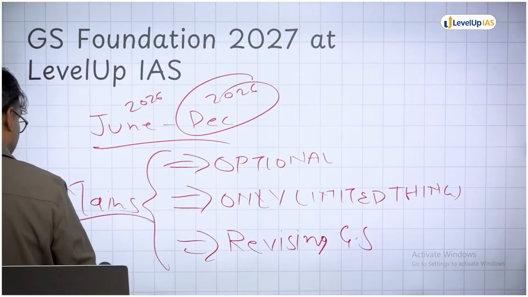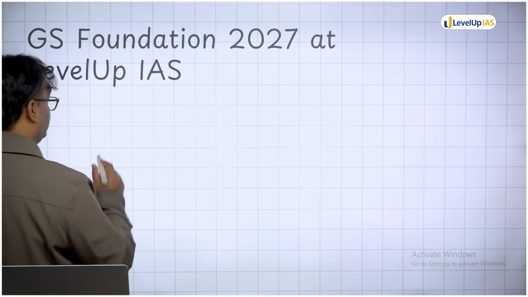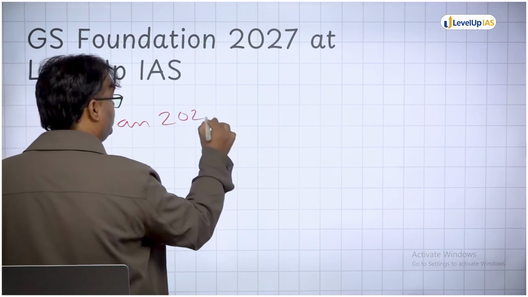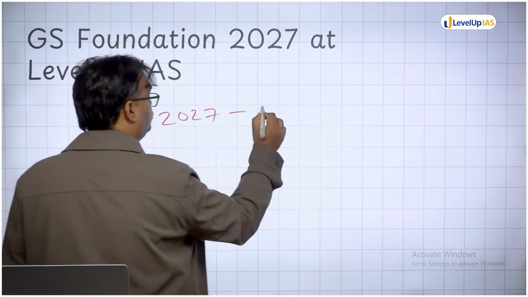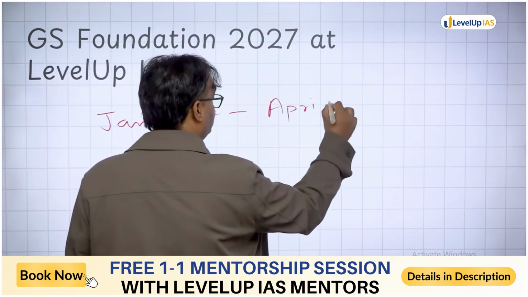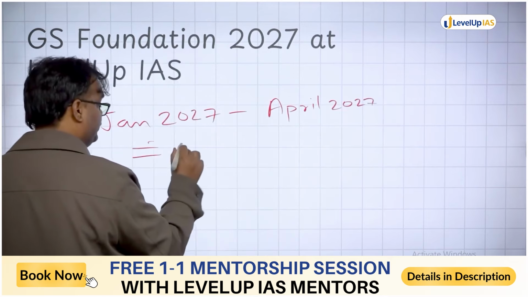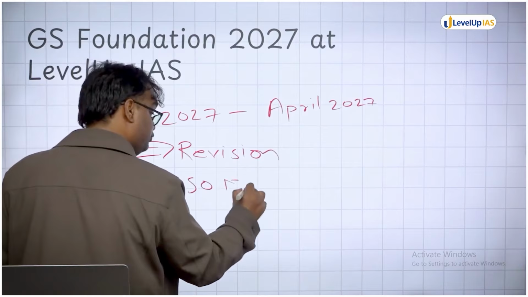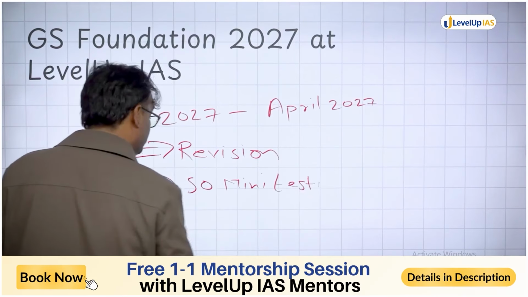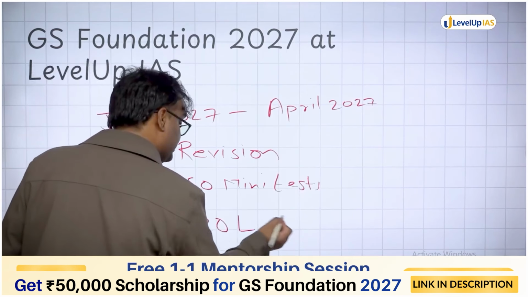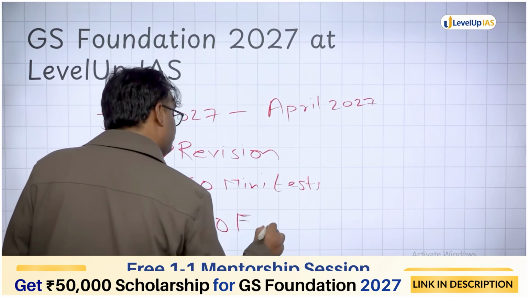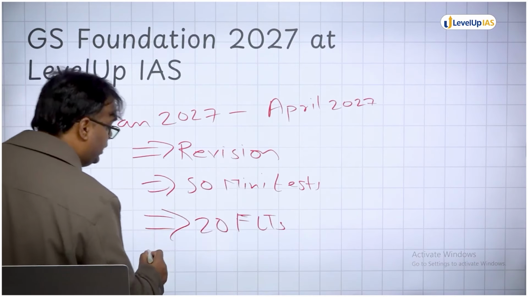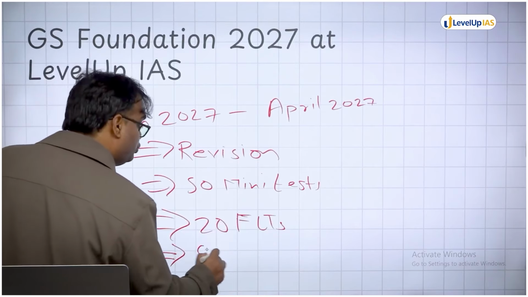फिर in the third phase, in the LevelUp's GS Foundation program, that is from January 2027 to April 2027, we will take you through revision. We will make you solve 50 mini tests. जो भी जरूरत है preparation के लिए, we will do that. We will make you solve 20 full length tests. इसके अलावा we will also recommend you attempt the open tests of all the other institutions, so that you get a feel of every kind of test which is being prepared. And in the end we'll make you solve 500 questions for each subject.